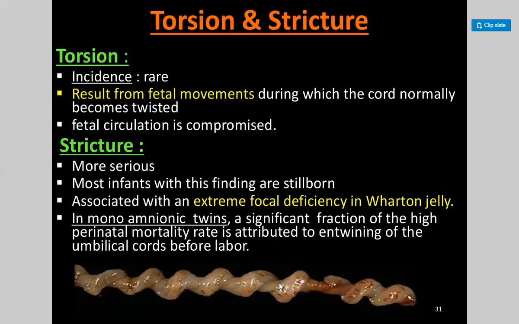So it is more serious because it leads to stillbirth and is associated with an extreme focal deficiency in the water study. And in monoamniotic twins, we are going to see about these twins. A significant fraction of the high perinatal mortality rate is attributed to entanglement of the umbilical cord before labor in monoamniotic twins.